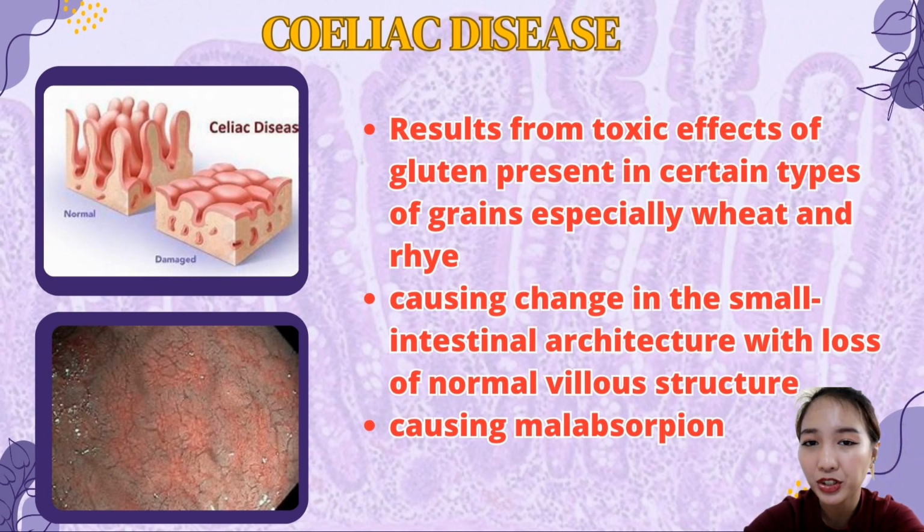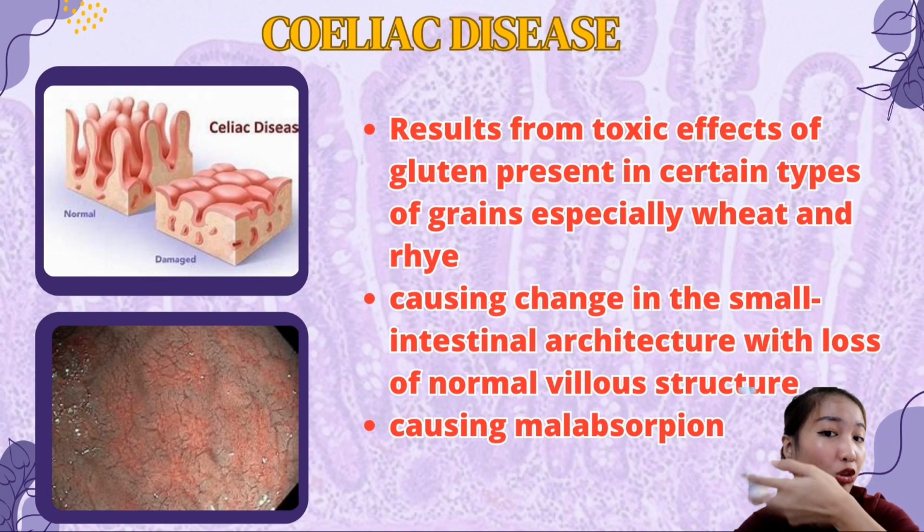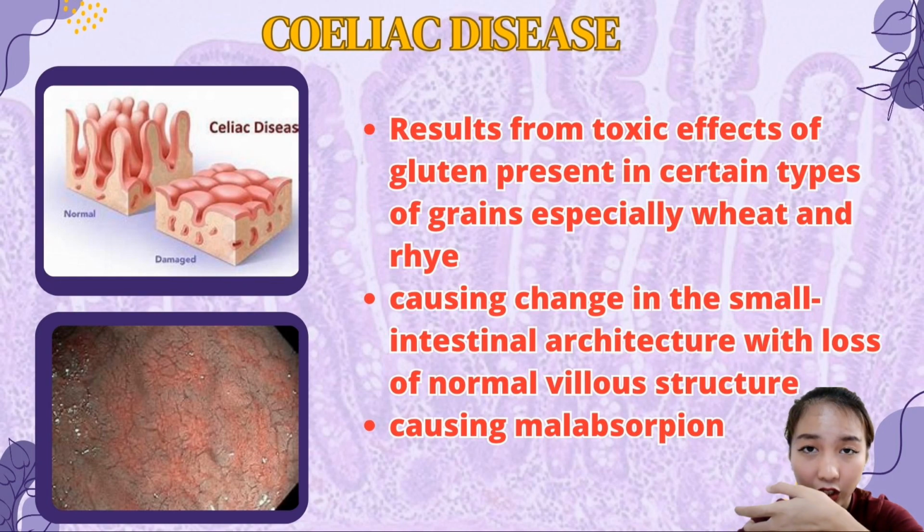A disease that is related to the small intestine is celiac disease, also known as gluten enteropathy. This disease results from the toxic effects of gluten present in certain types of grains, especially wheat and rye. Only some people are susceptible to this effect, but in those who are susceptible, gluten has a direct destructive effect on intestinal enterocytes.